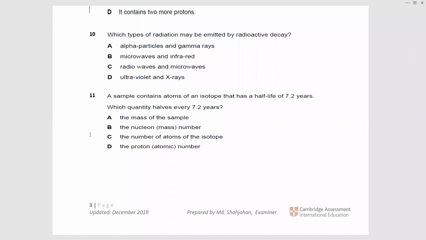Is it clear? The number of nuclei of the isotope. Nuclei means atoms, right? So if it is the number of atoms, the mass of the isotope, or the number of nuclei of the isotope, that one we will accept. Or the count rate, the emissions of the sample, becoming half, that one we can take as a half-life. Is it clear how to deal?